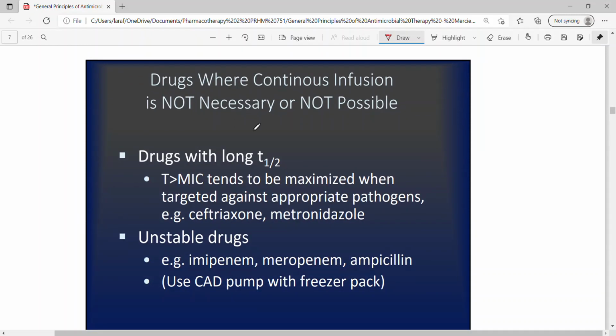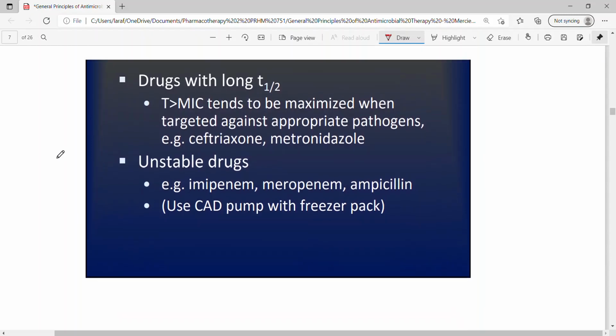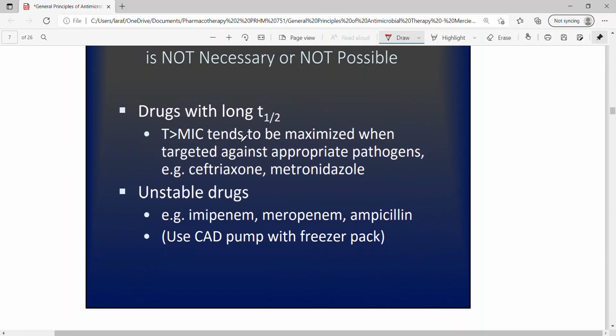Drugs where continuous infusion is not necessarily possible. Then we have these drugs with a long half-life.